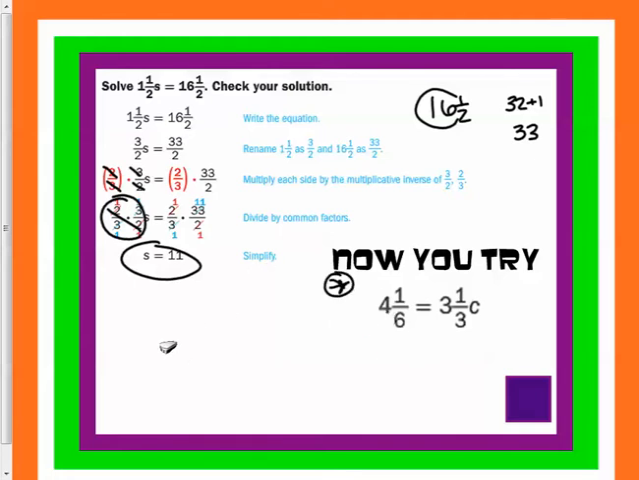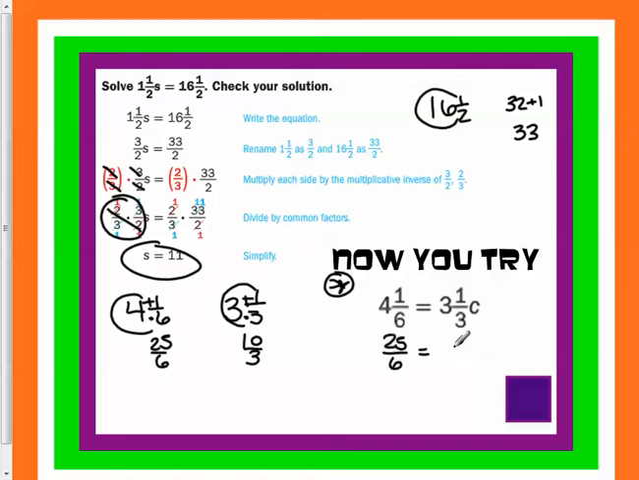Okay, so the first step in this is to take the mixed number and change it to an improper fraction. So 4 times 6 is 24, plus 1 is 25, and 3 times 3 is 9, plus 1 is 10. So we can rewrite this as 25 over 6 equaling 10/3 times c. So we need to multiply by 3 over 10, and when we do so, we can simplify.